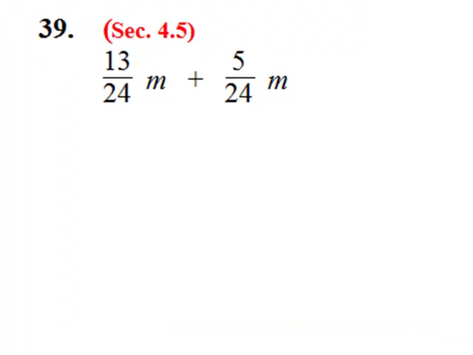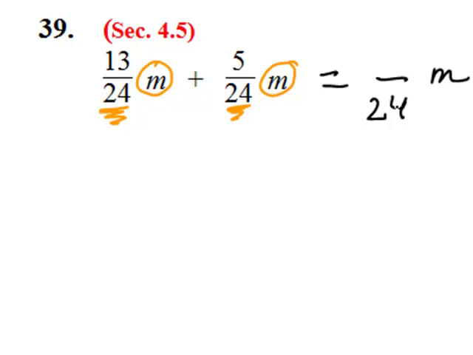Alright, next problem, number 39. We're asked to add two fractions together. Some important things are, one, they are like terms because they both have an m, and they are like fractions because they both have a denominator of 24, which is the best way to go. It's the only way to go. You've got to have common denominators to add fractions. So let's see. It will equal something m, and it will be 24ths.